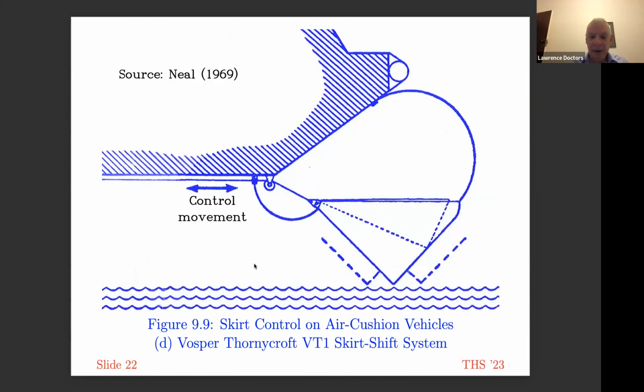This shows you the skirt control system on the VT1. I showed you a picture of that a little bit earlier. You can see the upper loop, which only goes down to this point here. And then you've got the outer or the regular finger, and you've got the inner finger, which seals the upper loop. So this whole area here would be pressurized at something like 20 or 30% higher than the cushion pressure. And here you see the control system for shifting the skirt.